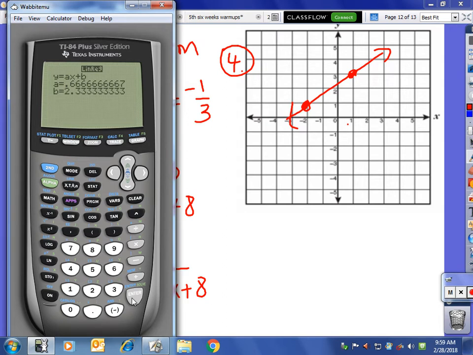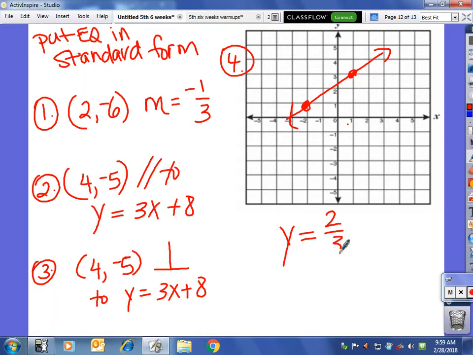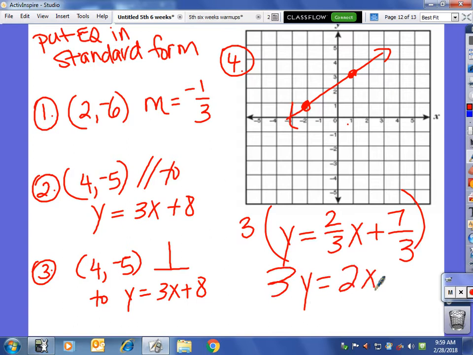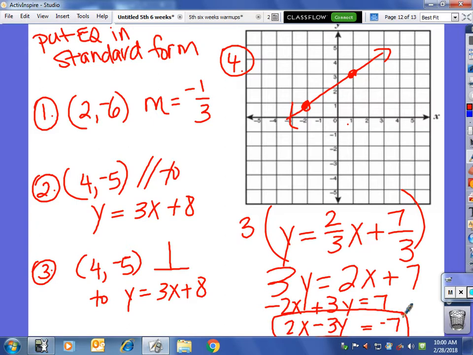It gave me yucky decimals. That's y equals, what, 2/3 x plus 7/3? But I said I wanted it in standard form, so you had to triple the whole thing. That's going to give you 3y equals 2x plus 7. Move the 2x over. -2x plus 3y equals 7. Force the x to be positive. 2x minus 3y equals -7.